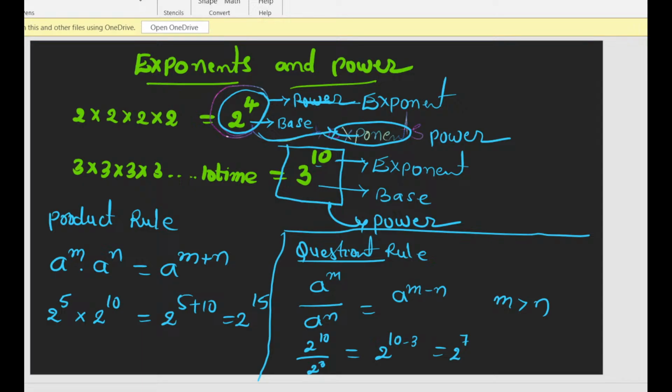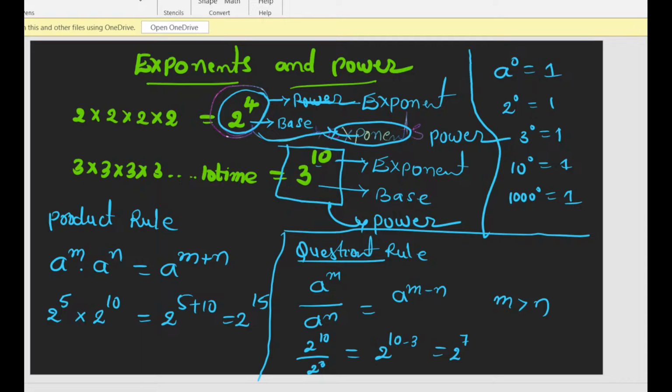Now look, and we always remember that a power 0 is always 1. For example, 2 power 0, what is the value? It is 1. 3 power 0, what is the value? It is 1. 10 power 0 is 1. If you take 1000 power 0 also, the value is 1.